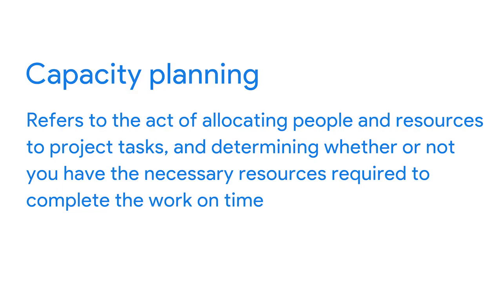Capacity planning refers to the act of allocating people and resources to project tasks and determining whether or not you have the necessary resources required to complete the work on time. During this process, you might find that you need more resources to speed up the project timeline, like a second web developer or a third writer.